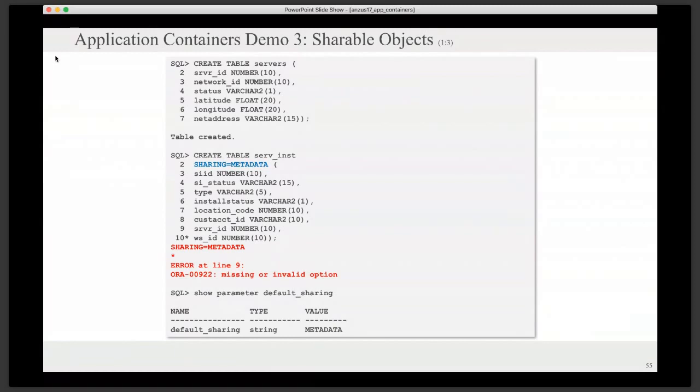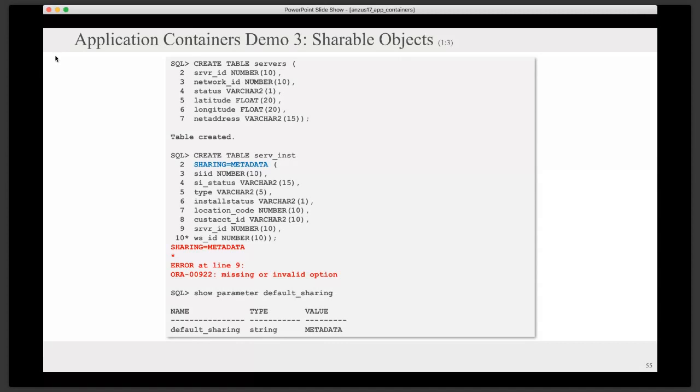Sharing metadata means that the DDL will be shared into the pluggable containers that go into the root. So you will, in that pluggable container, get an empty table with exactly the same columns, same names, same everything. If you plug 10 PDBs in, all 10 of them will instantly have that table. It will be empty, and they can work with it.